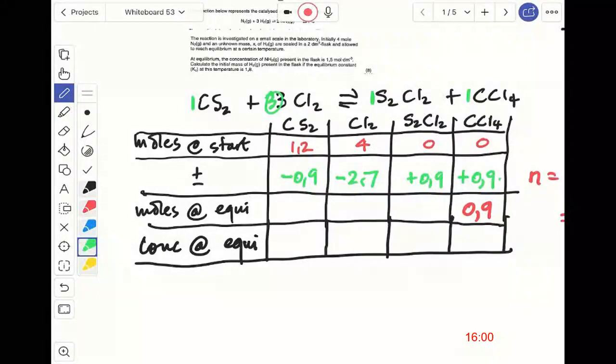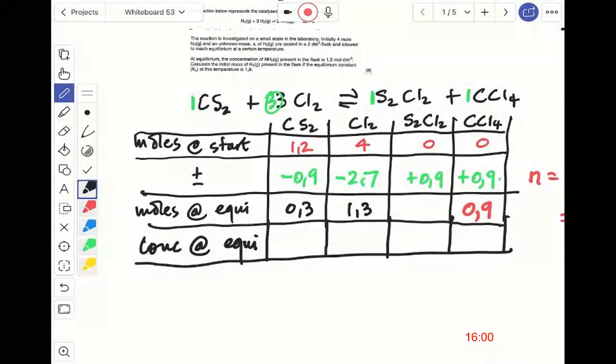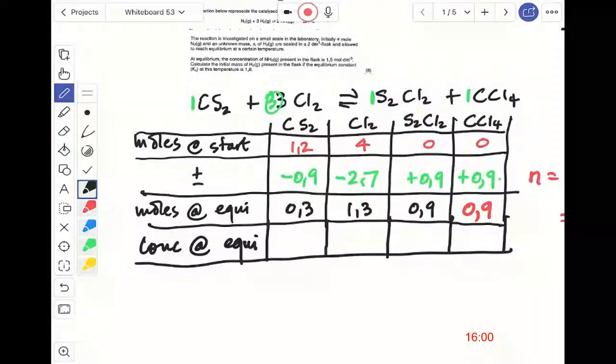Okay, and now I'm ready to do all my calculations, and I do my calculations and I see that 1,2 minus 0,9 is 0,3, so that's what I have left over at equilibrium. 4 minus 2,7 is 1,3, that's what I have left over at equilibrium. I add 0, I produce 0,9, I now have 0,9.